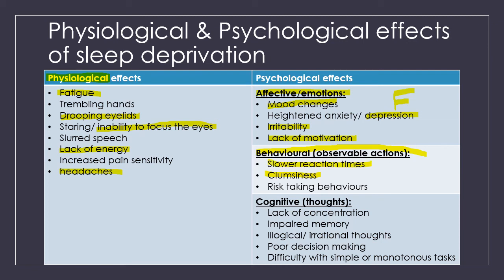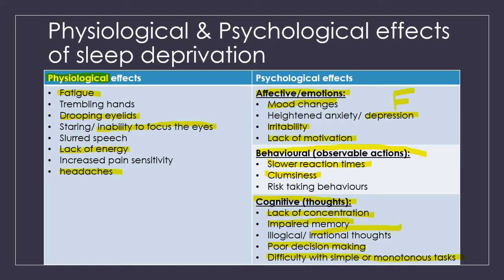Now, cognitive, these are your thoughts. This is a lack of concentration, which comes up a lot. Impaired memory, irrational thoughts, but the most common one that will come in is poor decision making and difficulty with simple or monotonous tasks. So you might make silly decisions, you might be unable to concentrate, but you also may struggle to do simple tasks. It actually becomes quite difficult to do the simple task because, well, you can't concentrate on it.